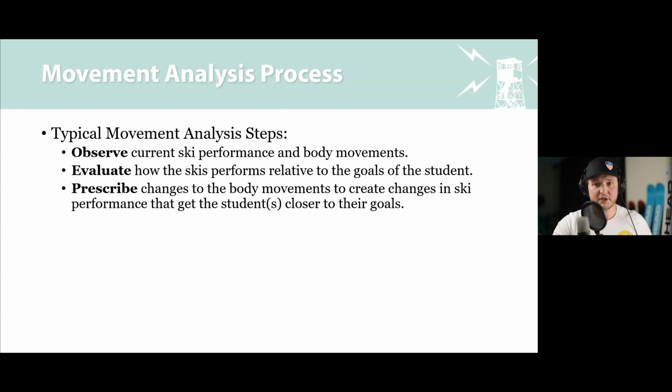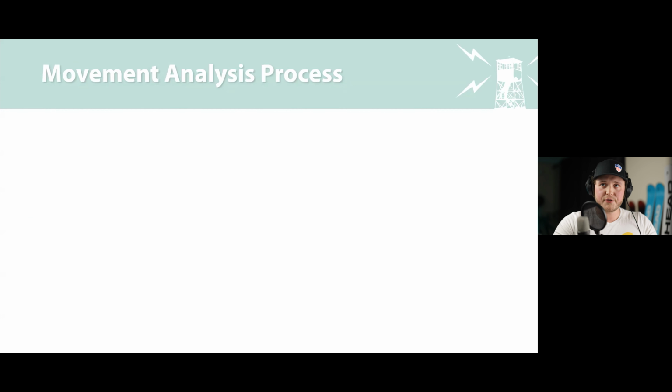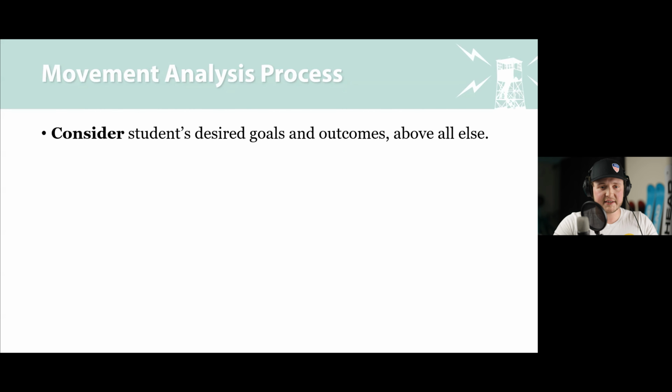And so typically we define the movement analysis process as consisting of these 3 steps: observe, evaluate, and prescribe. We're going to walk through all of these in a moment, but for the sake of tonight's discussion, I want to add a step to this process. It's a step that I don't want to say isn't included or discussed, but it's more of an implicit part of the process. And I want to make this step a little bit more explicit. That step I want to add is consider. Consider the student's desired goals and outcomes before anything else and value that above all else.